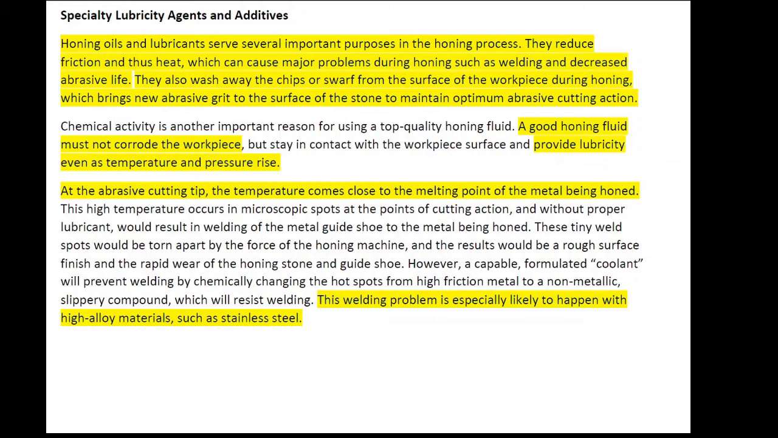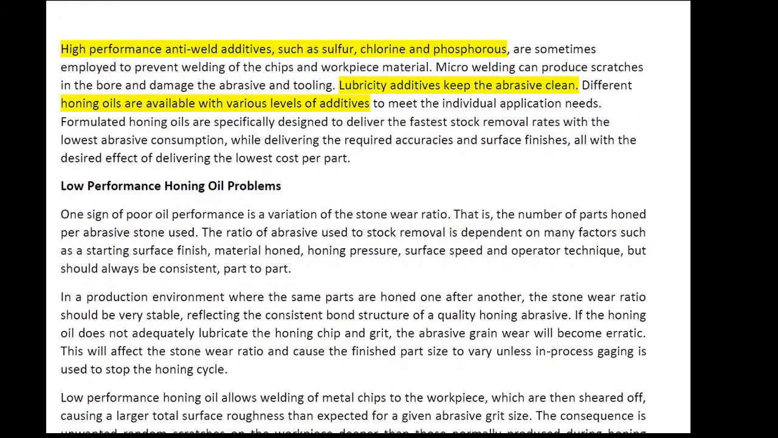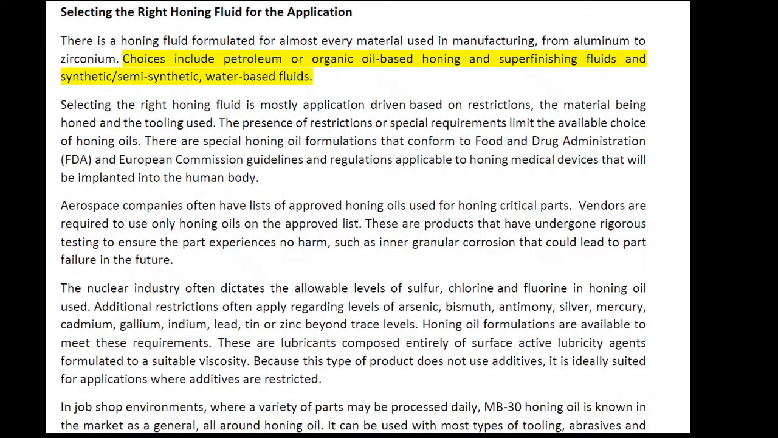Therefore, the honing fluid used in a honing operation should carry away the heat generated during honing operation, as well as it should provide sufficient lubrication in between the surfaces. Usually, some high-performance anti-weld additives are added to the honing fluid, such as sulfur, chlorine, phosphorus, etc. Certain lubricity additives are also added to the honing oil, which will always keep the abrasive surface clean. There are various types of honing fluids available in the market.